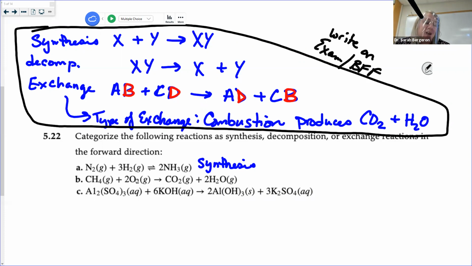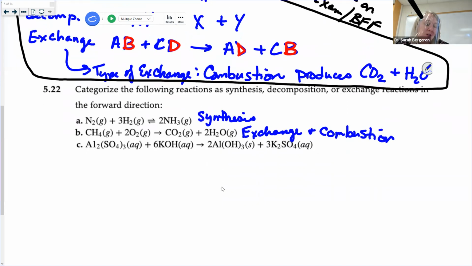Okay, how about B? What's happening with B? I have two reactants and I have two products. It is a type of exchange. What kind of exchange? It is combustion. Okay. So usually it's a hydrocarbon with oxygen, and then you get carbon dioxide and water. That's a typical combustion reaction. All right, now how about C?